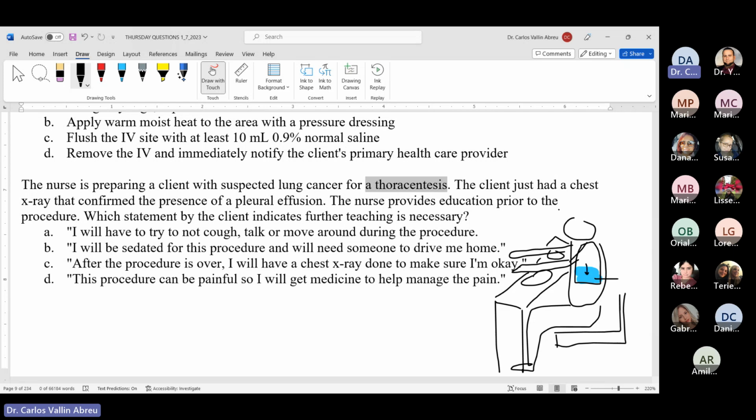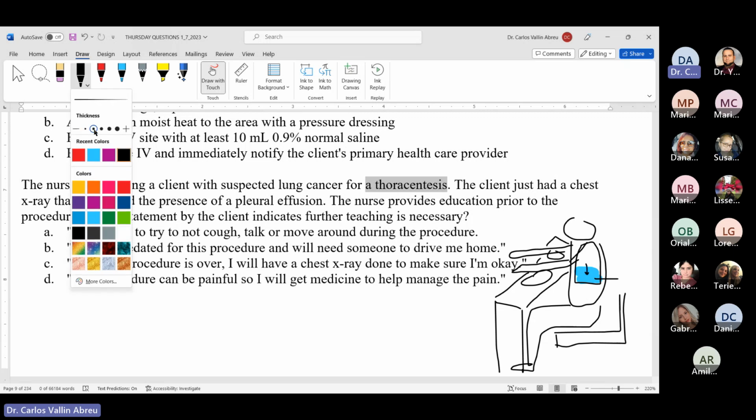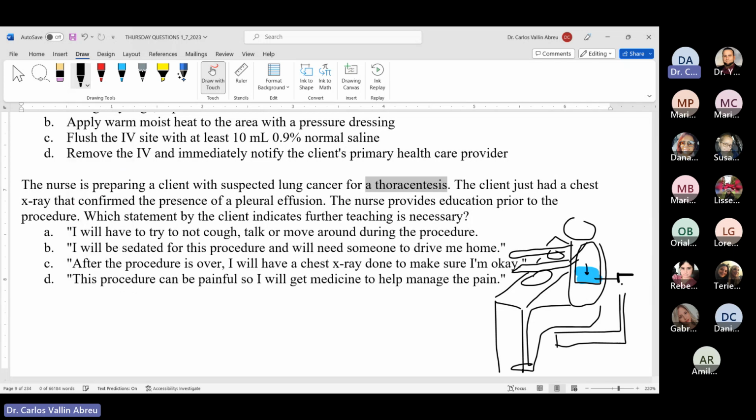It is done after the insertion of the needle with local anesthesia, okay? With local anesthesia, the doctor is going to be slowly removing with a syringe a certain amount of liquid. Generally, no more than 500 milliliters, it can be more. So now we know that the answer is B, but let's see the other options. So A was okay.